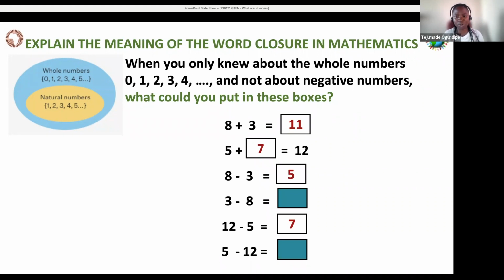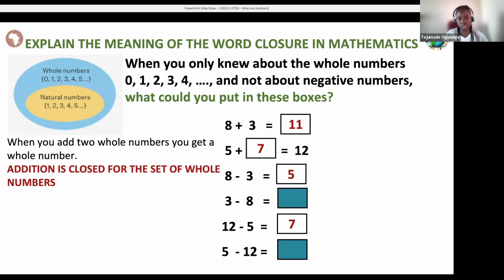Melin also said, many children subtract the smaller from the larger number, regardless of what the problem requires. They just overlook it and say this can be done. Yes, when you only knew about the whole numbers, 0, 1, 2, 3, 4, and not about negative numbers, what would you put in these boxes? That we've already addressed.